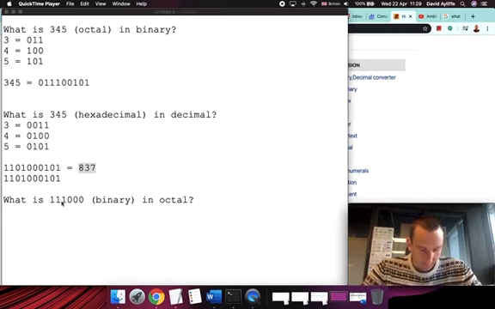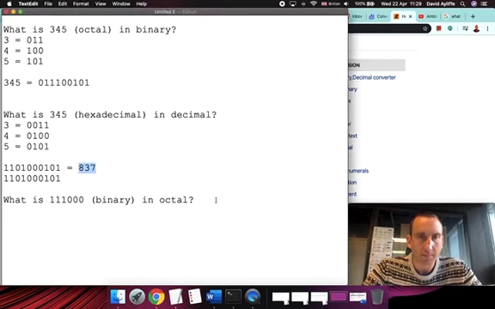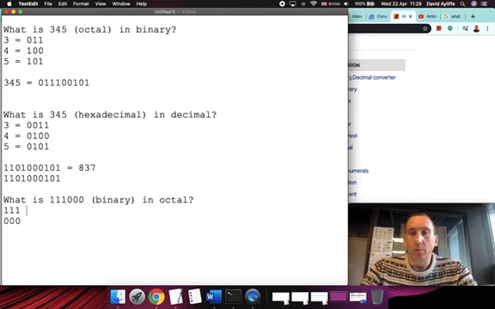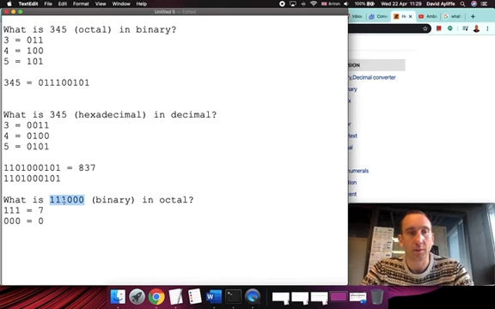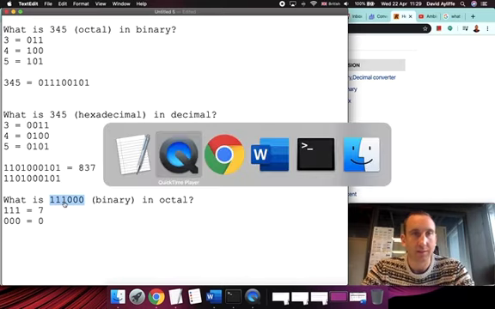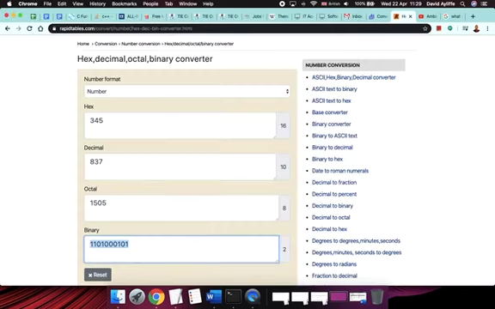Right, okay, and the last one. So what is 110000 binary in octal? So 111 is 7 in octal, and 000 is 0 in octal. So I think the answer is 70. There we go. Very good.